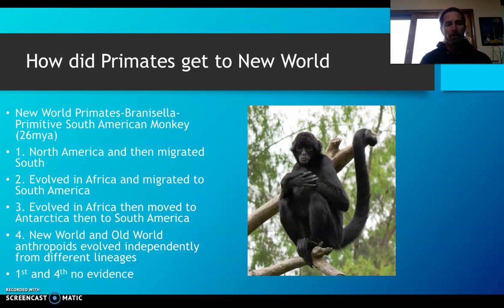And then the third one is evolved in Africa, then moved to Antarctica, then moved up to South America. And we have evidence for both 2 and 3 in the fossil record. We don't have evidence for number 1. And then this next one, number 4: New World and Old World anthropoids evolved independently from different lineages.